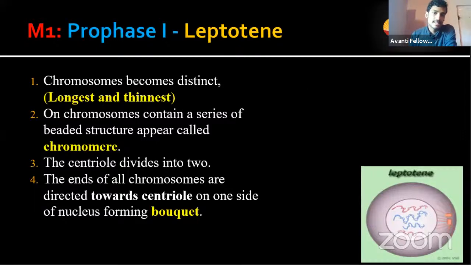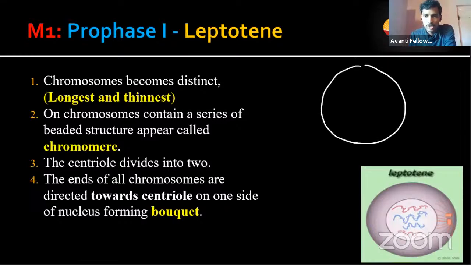The first phase is the leptotene phase. Okay, so why am I not having a lot of diagrams? Because a lot of the diagrams are not accurate or not good. That's why I left it with my hand drawing only. Okay, so bear with that. So what happens in this particular step?